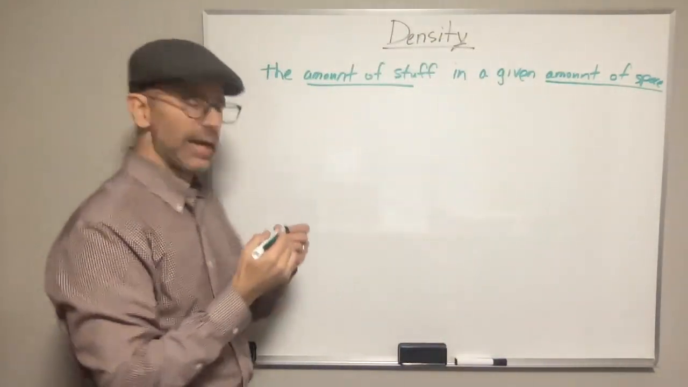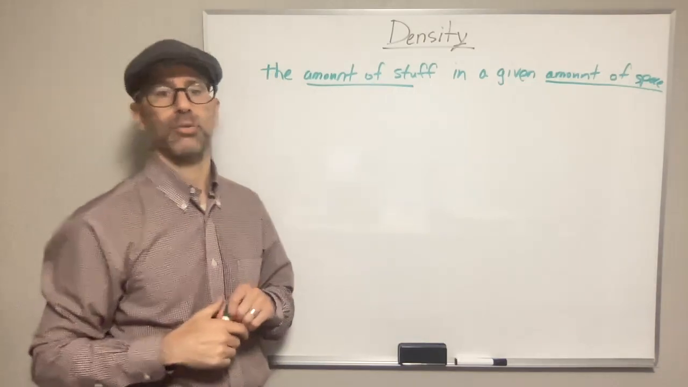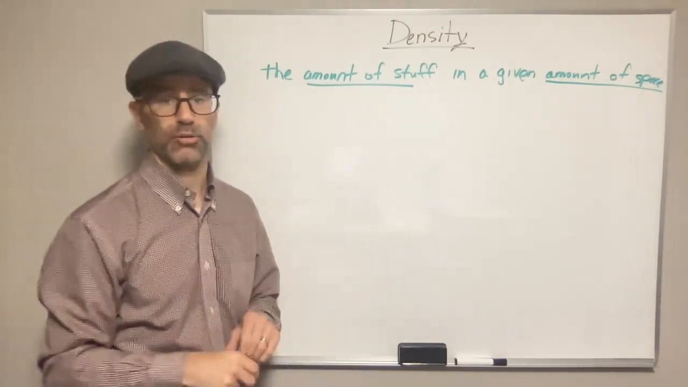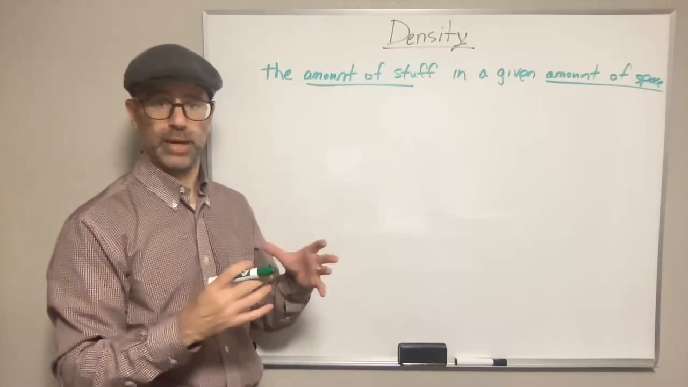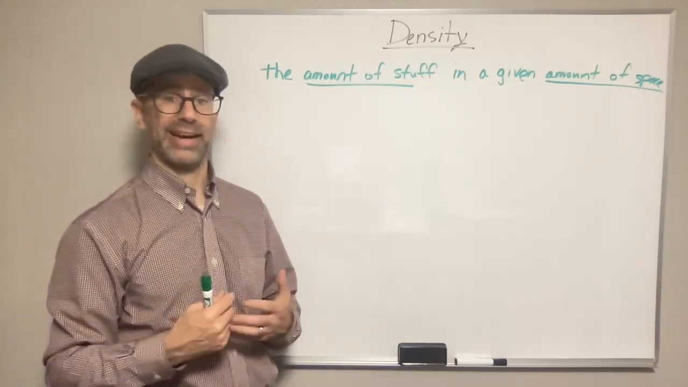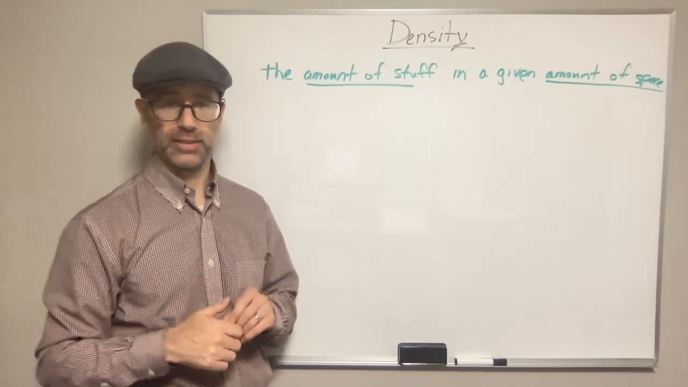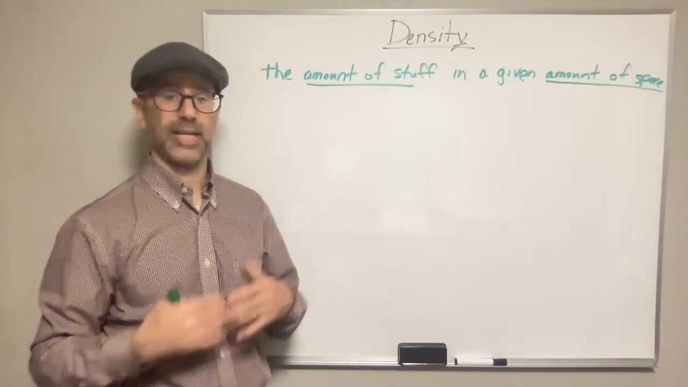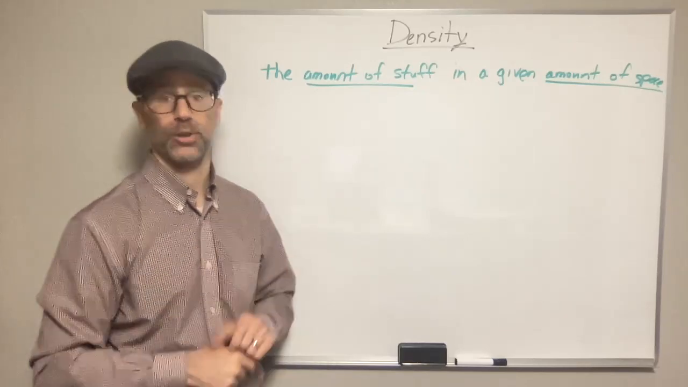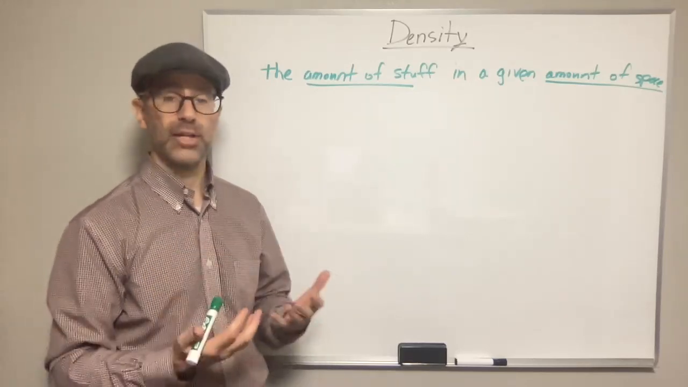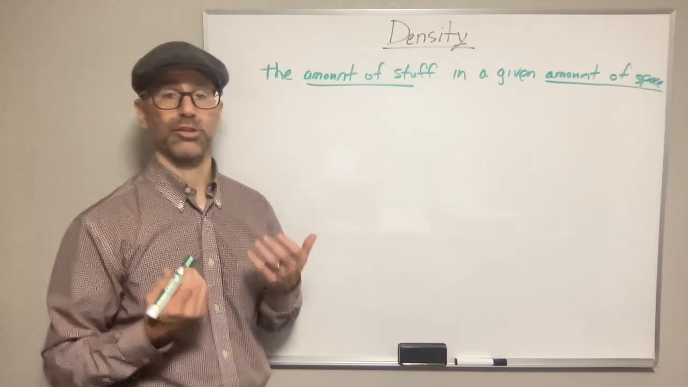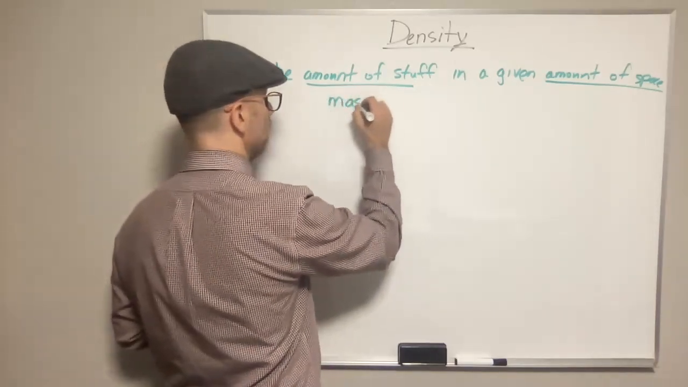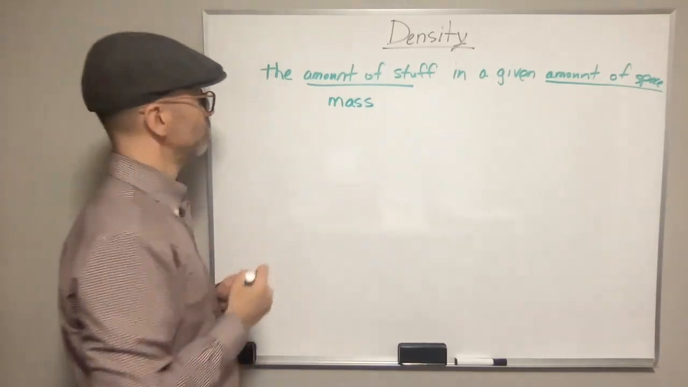Okay, so what do we mean by stuff? Well, in chemistry, we're talking about the stuff of matter, right? How much matter you have in your space. So matter is something that has mass and takes up space. That's what we mean by matter. So anything that has mass and takes up space is matter, and that's the stuff we're talking about. So we're going to measure the amount of stuff by measuring the mass. So this would be related to the mass of your stuff, right?